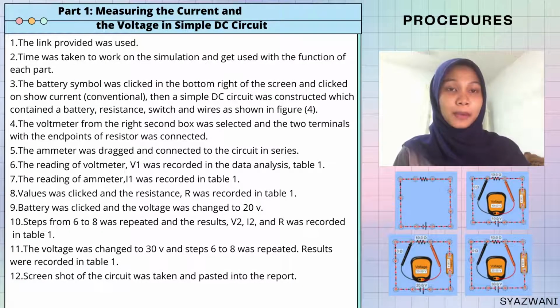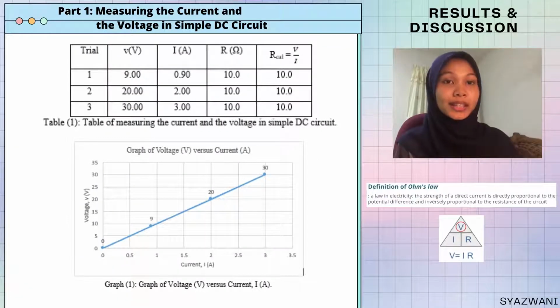This is the procedure for part 1. The procedure was carried out to measure the current and voltage for a simple direct current circuit using an online simulation. The result and graph were done. Based on the result obtained, we gathered that in the measurement of current and voltage in a simple DC circuit, the result and graph had proven Ohm's law, which is that the intensity of current in a circuit is directly proportional to the voltage and inversely proportional to the resistance of the circuit itself.